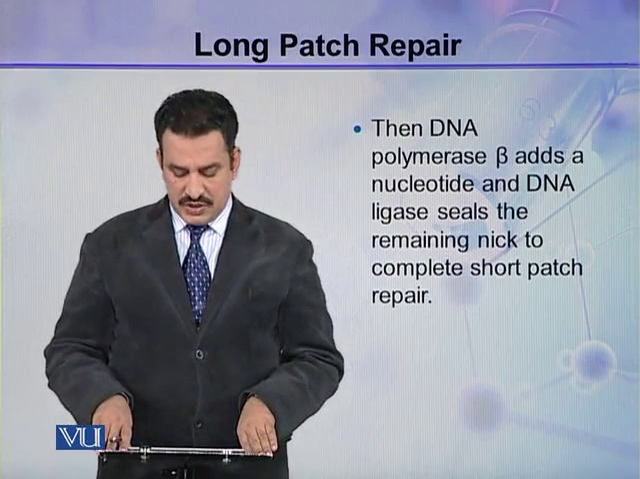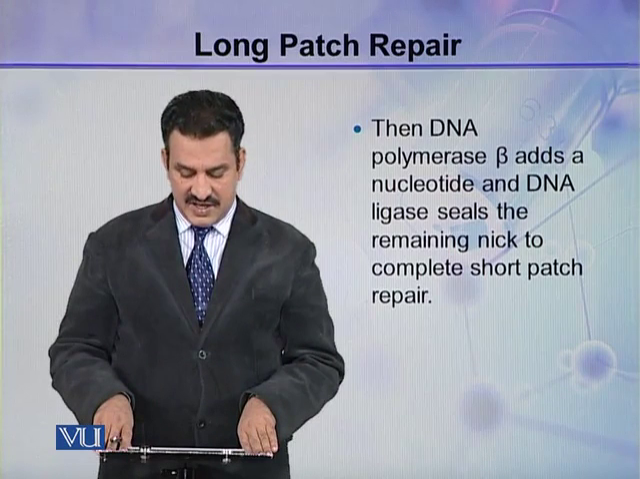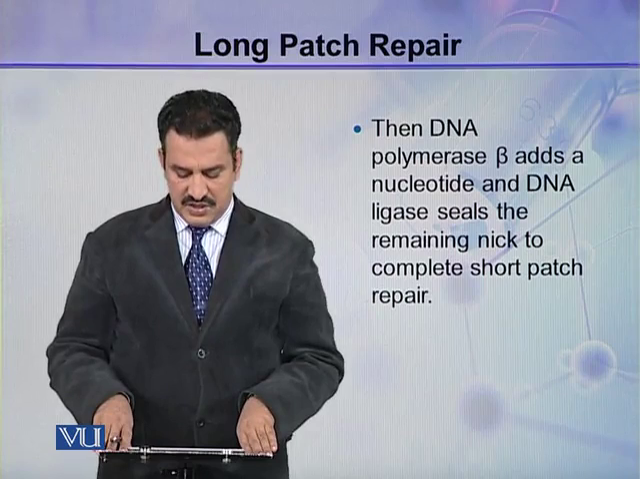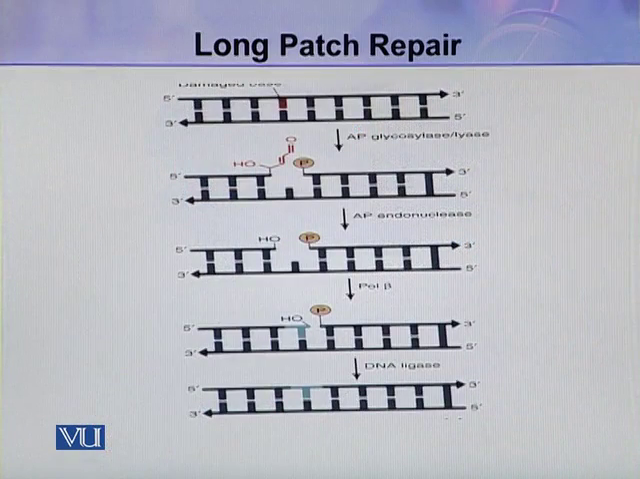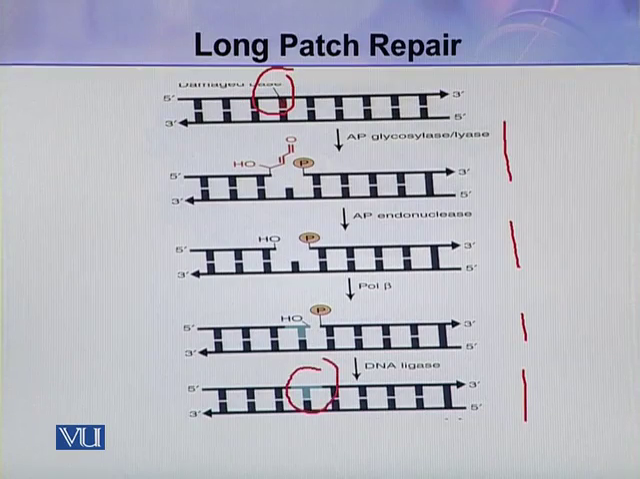Then DNA polymerase beta adds a nucleotide and DNA ligase finally seals the remaining nick to complete the short patch repair. So here you can again see the same pathway. This is the damaged base, and after a number of steps it is completely repaired with a new nucleotide here.